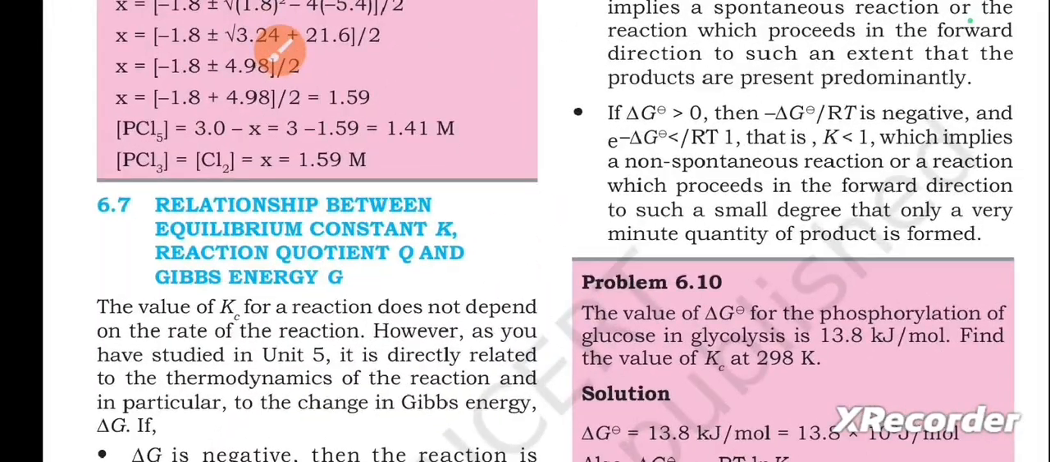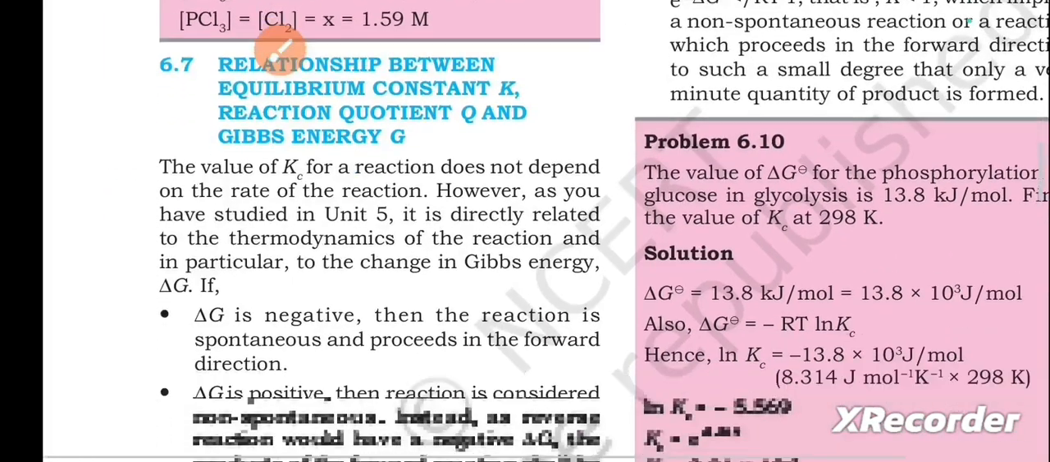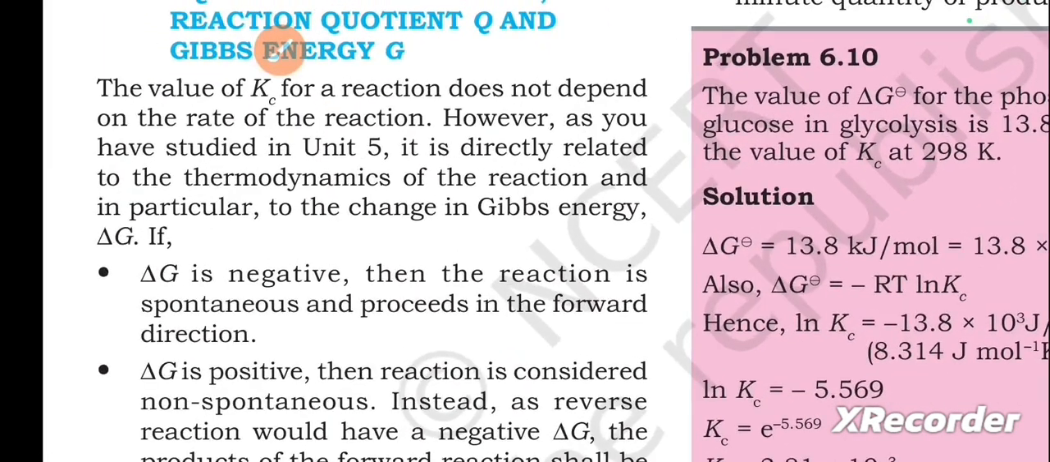Next, relationship between equilibrium constant K, reaction quotient Q and Gibbs energy G. The value of Kc for a reaction does not depend on the rate of the reaction. However, as you have studied in Unit 5, it is directly related to the thermodynamics of the reaction and in particular to the change in Gibbs energy, delta G.